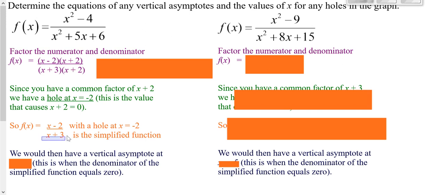We still have variables in the bottom here, so whatever causes the bottom to be 0 would be your vertical asymptote, which would be -3.